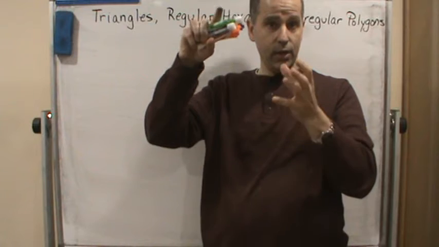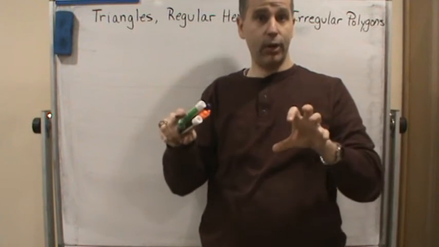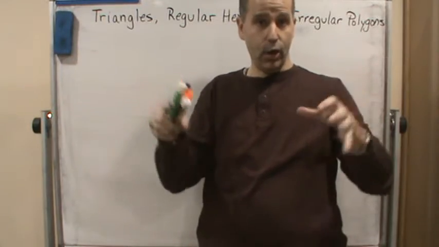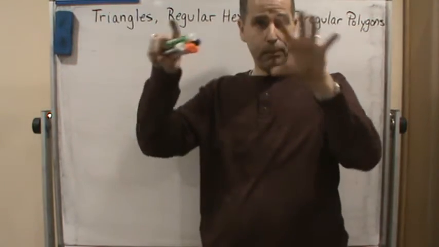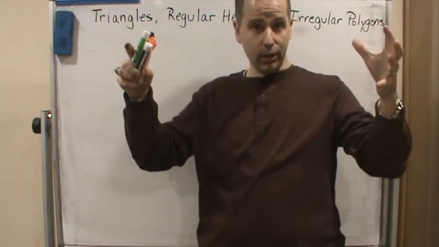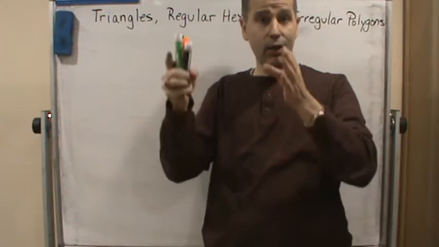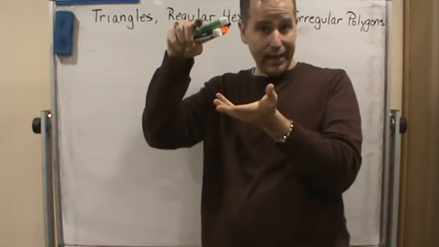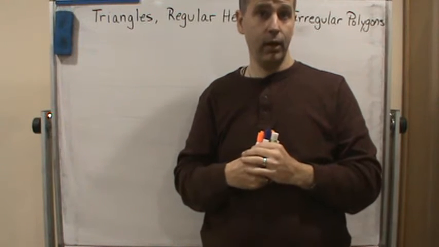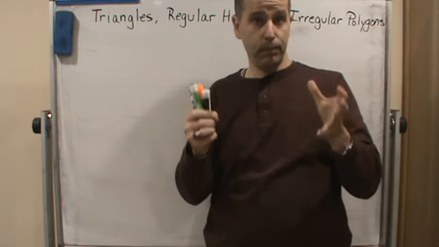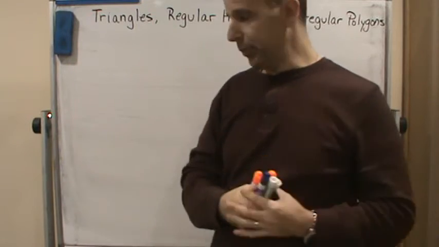So we'll either chop it up, partition it into smaller pieces, find the area of each of those smaller pieces and add all those areas together, or we'll add a piece to make it into a bigger piece that we can find the entire area of, and then find the area of the piece that we added and subtract the two to get the area of the original irregular polygon. Okay, so let's do an example.